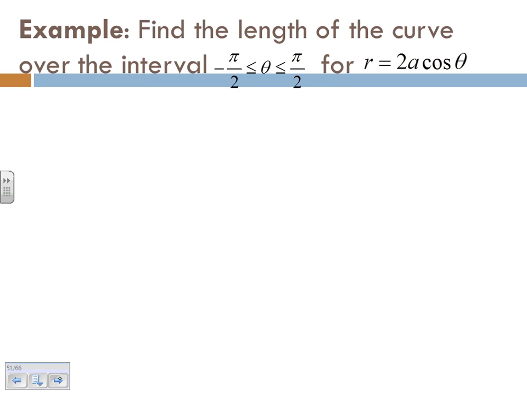So let's find the length of the curve over this interval for r equals 2a cosine theta. Then you can set it up. We're going from where to where? Well, you don't know if it's symmetrical. You have to check with the graph. That was a good idea though.